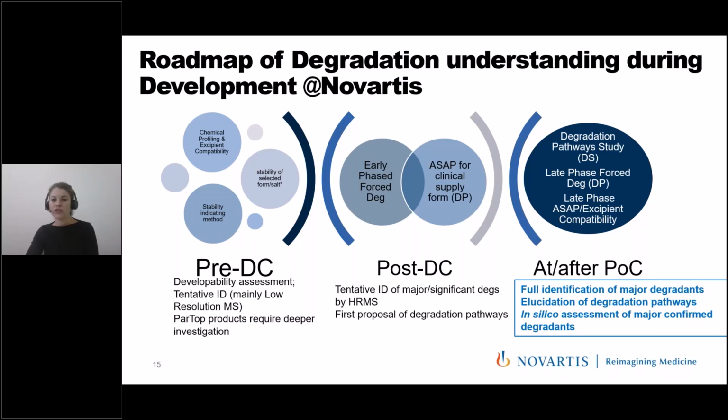All these identification activities in the late development space are aiming to have, as much as possible, a confirmed structure that we can submit for an in silico assessment, and of course include in our regulatory submissions. I have to say at Novartis we're very strict with that, and we really place great value in having fully elucidated structures already around POC for the major impurities and degradants.